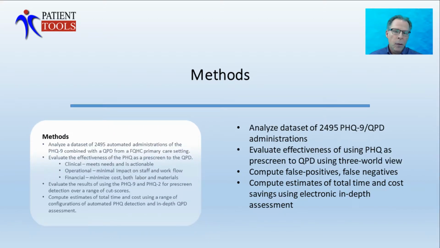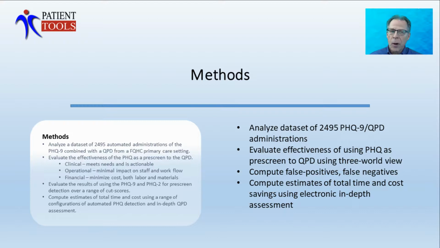So the method we went through here, pretty straightforward. We had a data set from an FQHC up in Montana. There's an integrated behavioral health specialist up there that was more than happy to let us use his population-level data. And what we ended up doing is we were putting in a PHQ-9 along with a QPD, because primarily we wanted to figure out how to get a PHQ-9 score out of people who did a QPD, so that you could actually translate between the two. And so that's what the data set was originally there for.